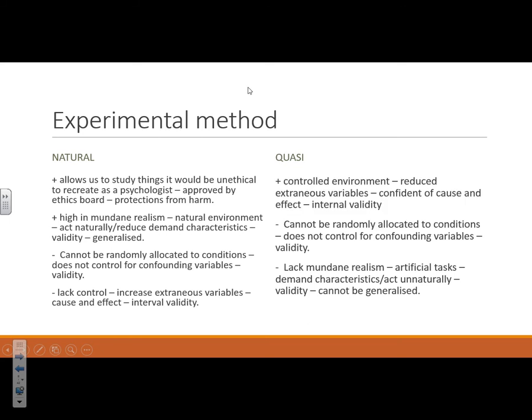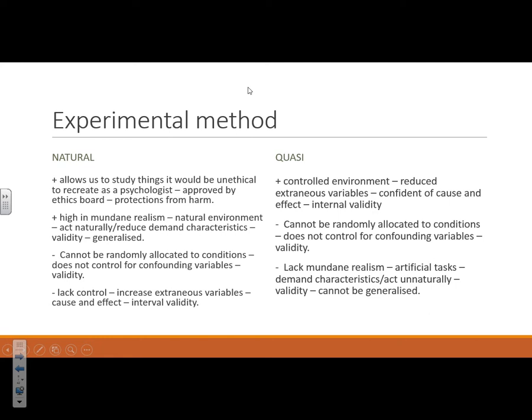A strength of a quasi is the controlled environment, so very, very similar to a lab. Controlled environments reduce extraneous variables, so you can be confident of cause and effect and internal validity. However, a weakness of a quasi, just like a weakness of a natural, is that you cannot randomly allocate to conditions, so it doesn't control for confounding variables.